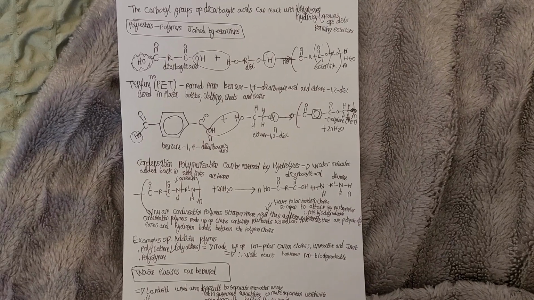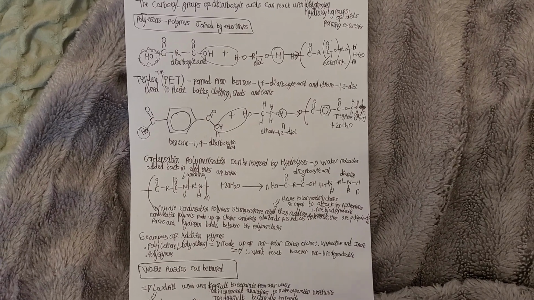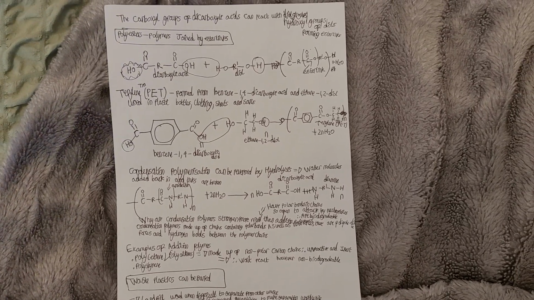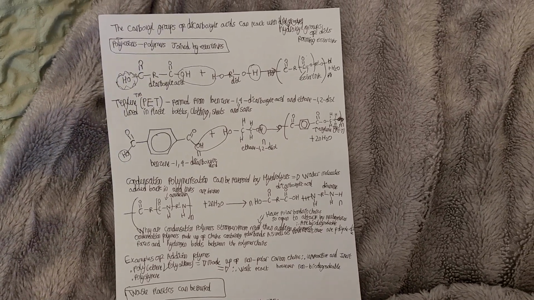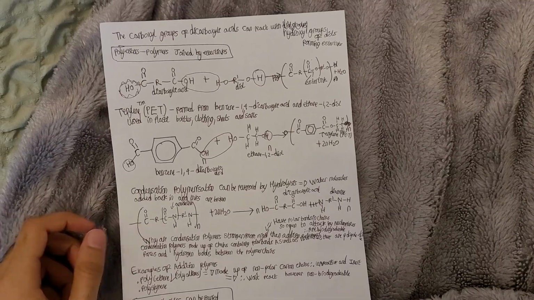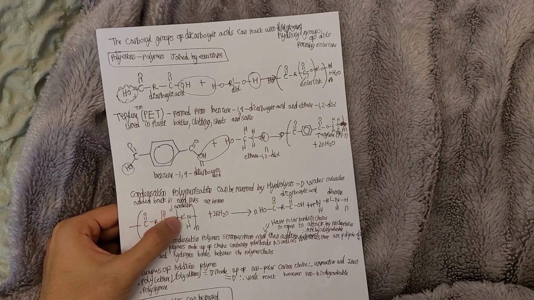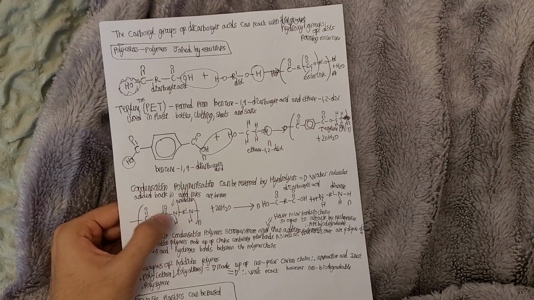So here's the first thing you need to identify. What kind of link is it? Is it an amide link or an ester link? Which one is it? If it was C=O, O, then it'd be an ester link. But in this case, C=O NH, it's an amide link.